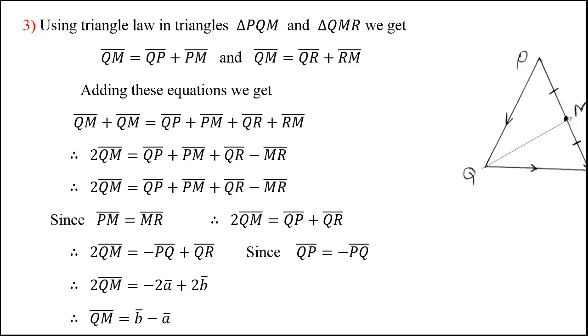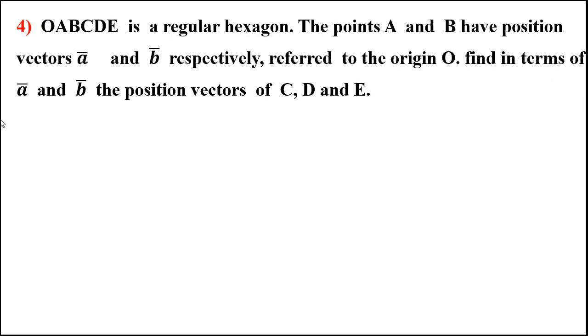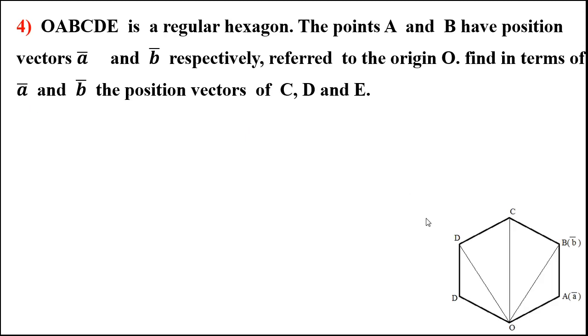Okay. Now let us move to the fourth question. पुढच्या प्रश्नाकडे वळूयात. OABCD is a regular hexagon. Points A and B have position vectors A bar and B bar respectively, referred to origin O. Find in terms of A bar and B bar position vectors of points C, D and E. आपल्याला एक हेक्सागॉन दिलेला आहे.